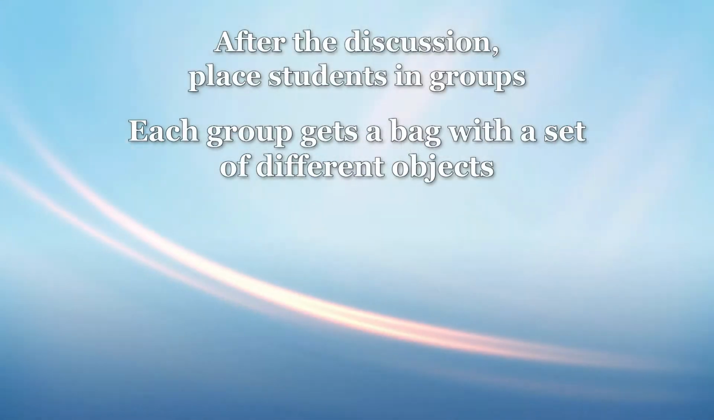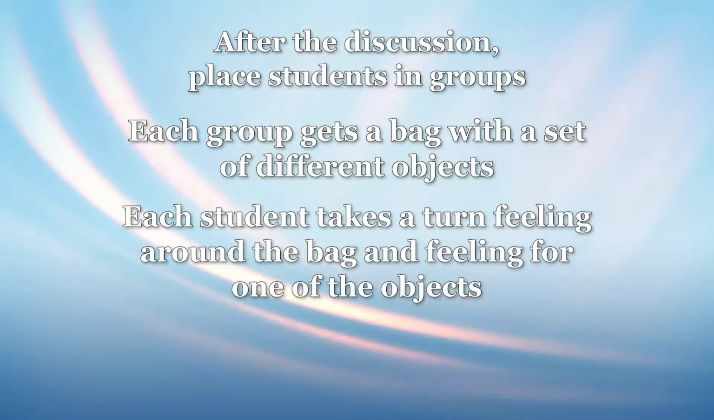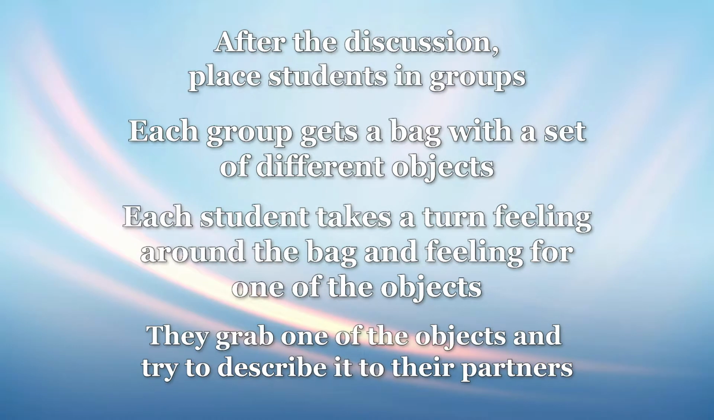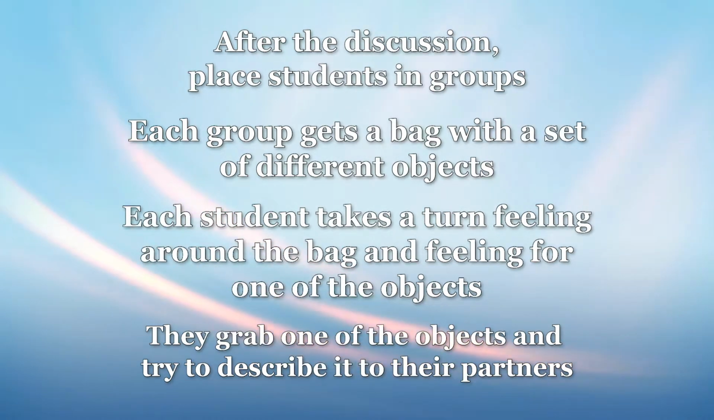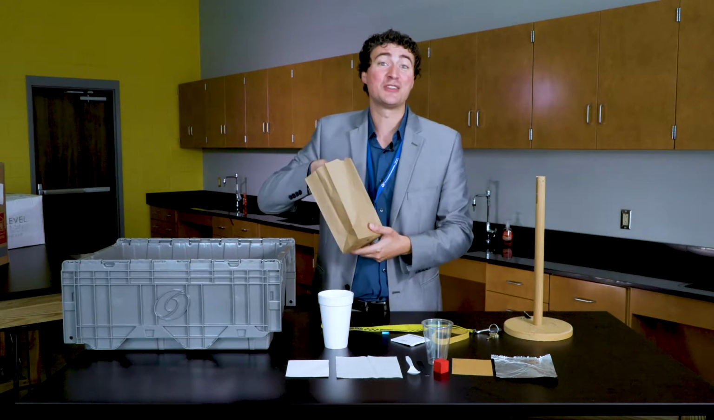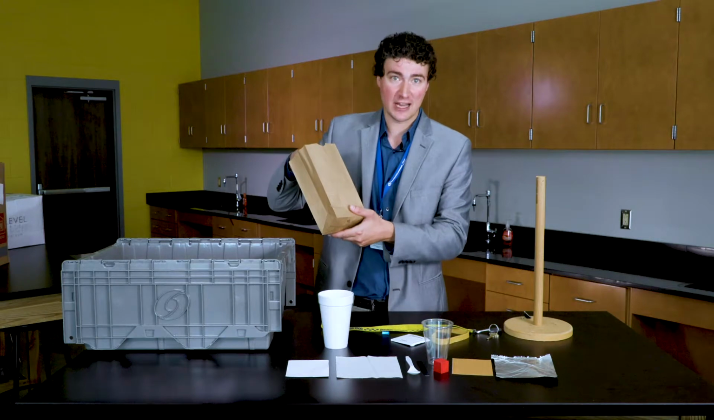Students in small groups should take a turn each, reaching a hand into the paper bag and feeling for one of the objects. They should gently grab one of the objects and try to describe it while the object is still hidden in the bag. No peeking. The student predicts what the object is and then reveals the object.